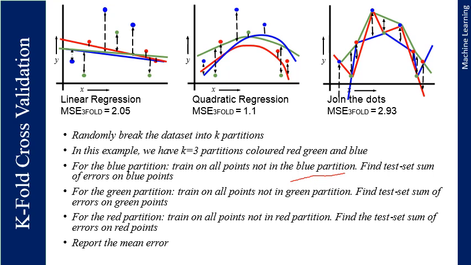And then again we report the mean error. So again the quadratic regression outperforms the rest of the models, and you can see the mean square error on threefold is slightly less in quadratic regression than in a complex model and a simple model.